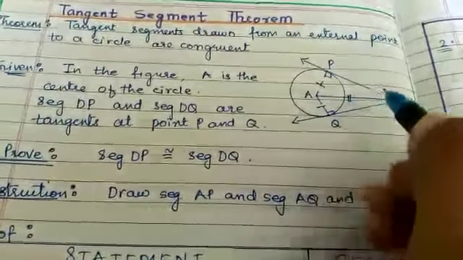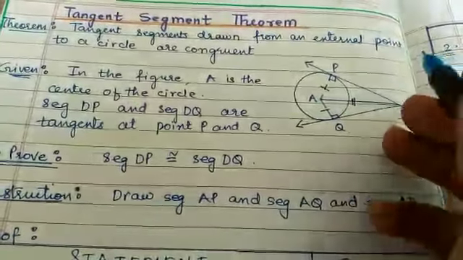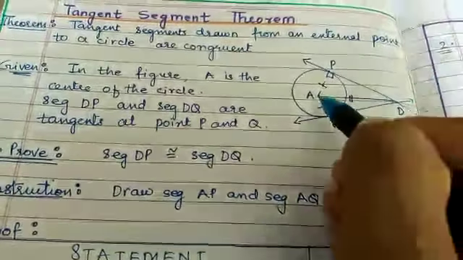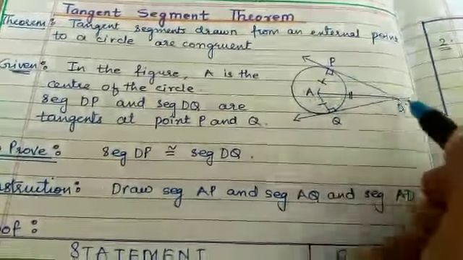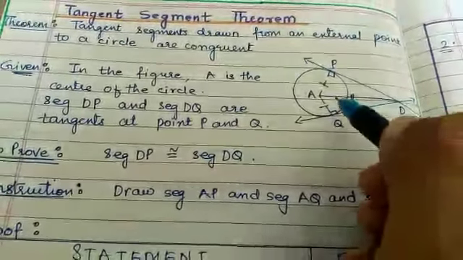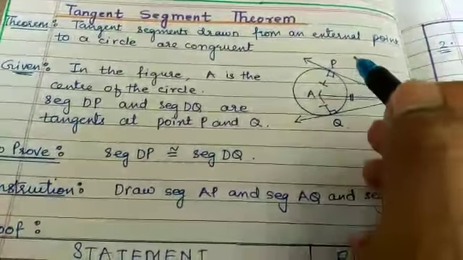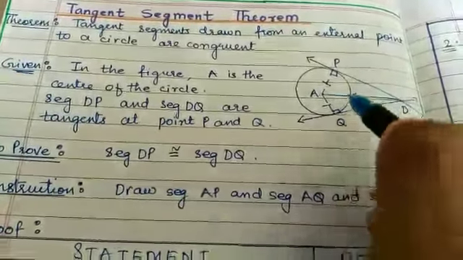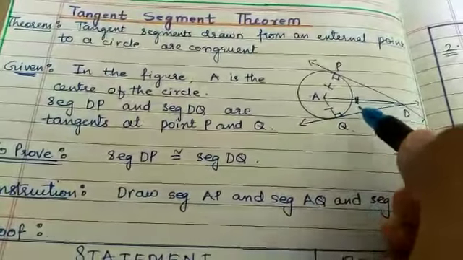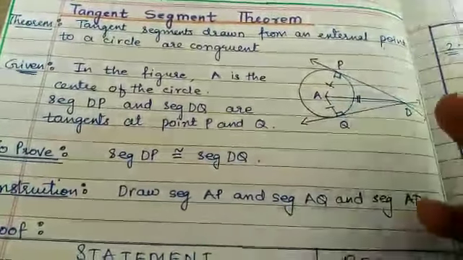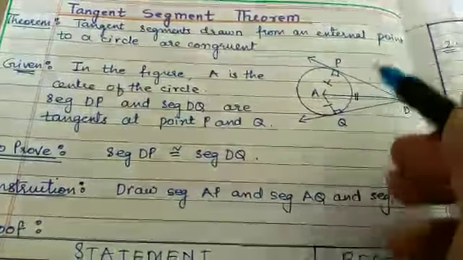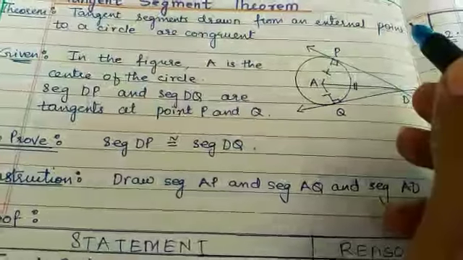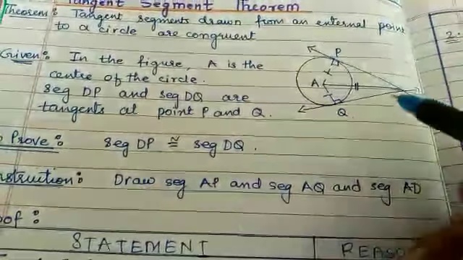So segment AD is congruent to segment AD, but AD is the hypotenuse. What is hypotenuse? The side opposite to 90 degree. So AD is hypotenuse for triangle PAD and AD is also hypotenuse for QAD. Correct students? Therefore I can say that in these 2 triangles hypotenuse is congruent to hypotenuse and a side is congruent to side. Therefore the 2 triangles are congruent by hypotenuse side test, and if 2 triangles are congruent, then the remaining sides are also congruent. Therefore I can say that segment DP is congruent to segment DQ.